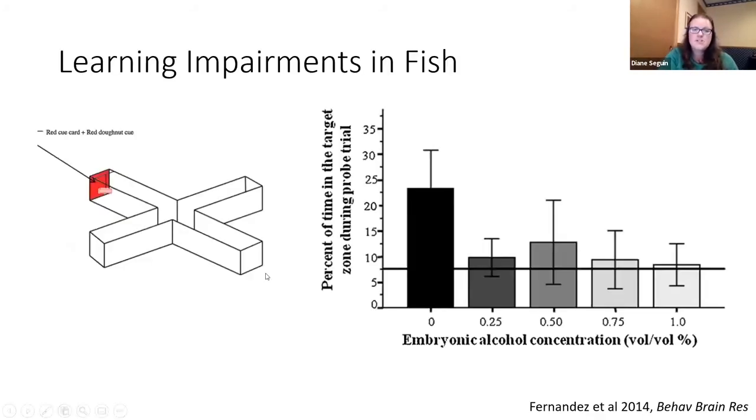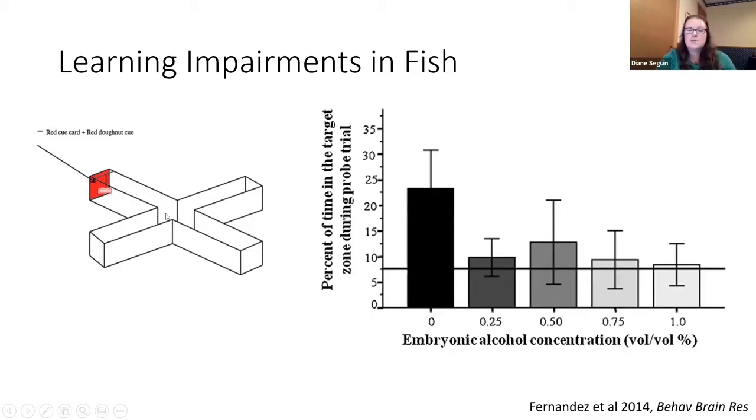Now, in fish, to study learning and learning impairments, they did a plus maze task. In this task, the zebrafish is placed in the middle, and in only one arm, there's a red cue card placed at the end, and then there is a red food dropper. So there's a food reward paired with this red marker, and the fish get trained on this for weeks. And after several weeks of training, the food reward is removed and only the red probe is left.